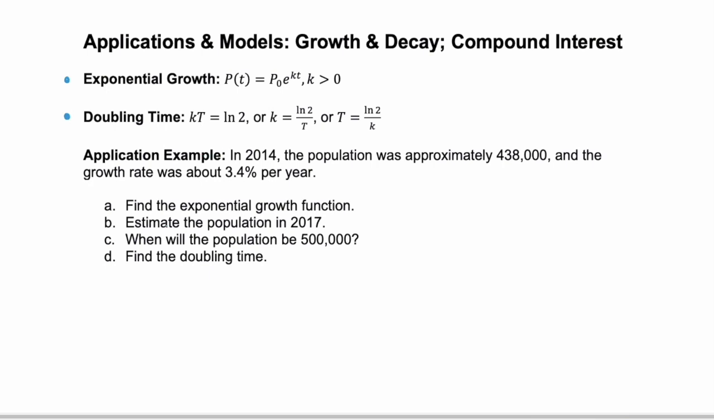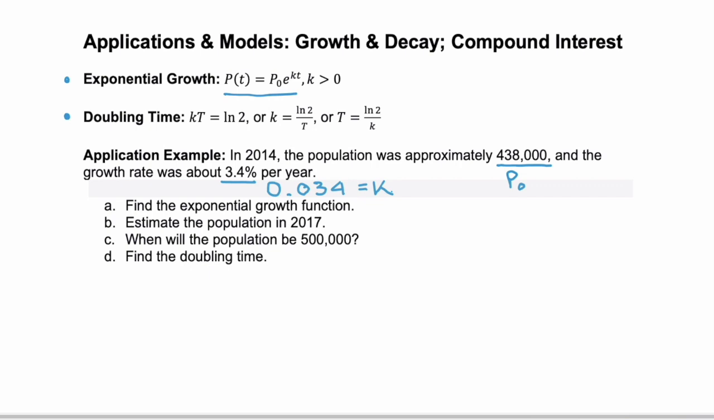in size. Our first application example says that in 2014, the population was approximately 438,000, and the growth rate was about 3.4% per year. So going back to our equation, what is it that we know? Well, 438,000 is P of 0, or the population at time 0. And then our growth rate, 3.4%, remember those always get written in decimal form. This is our k, or our rate of change.